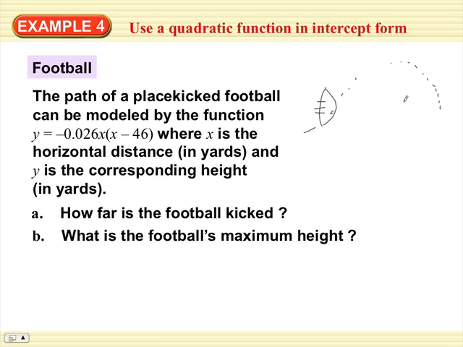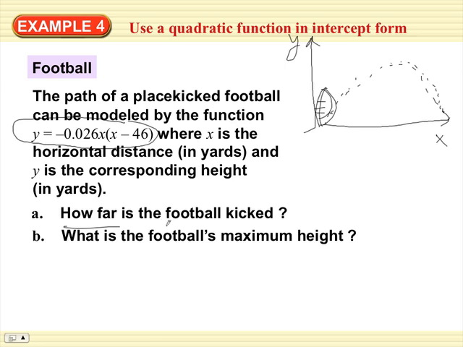This path can be modeled by an equation. Here it is. Y equals all this, where x is the distance in yards, y is the height of the ball. So you could put this on a graph right here, like this. Here's my x-axis. Here's my y-axis. The ball starts here. It gets kicked up here. That's a rough sketch, obviously. I don't think we need a perfect sketch.